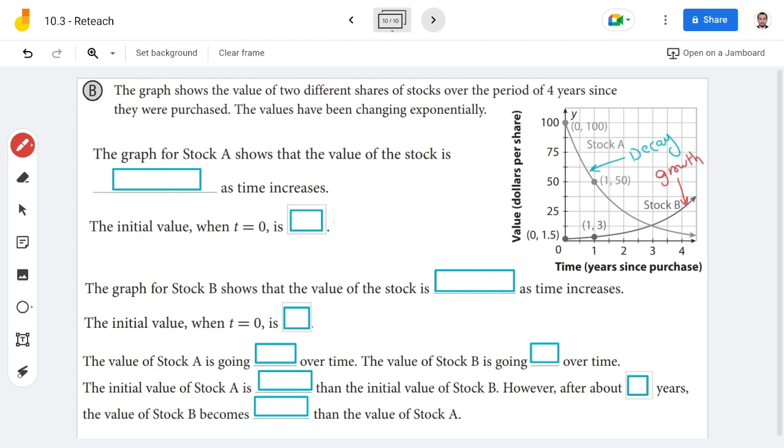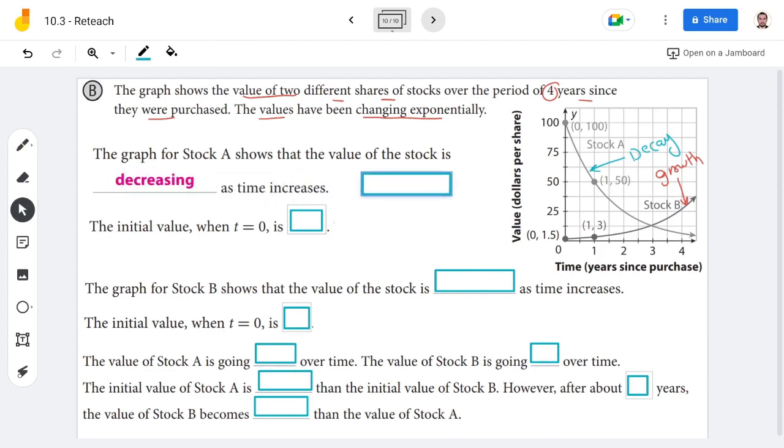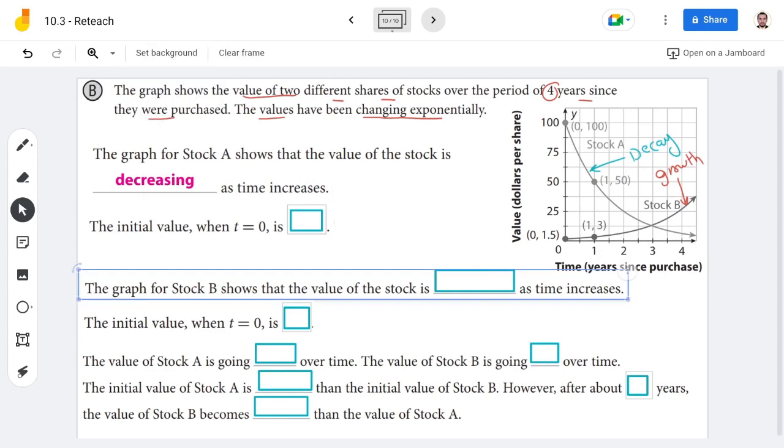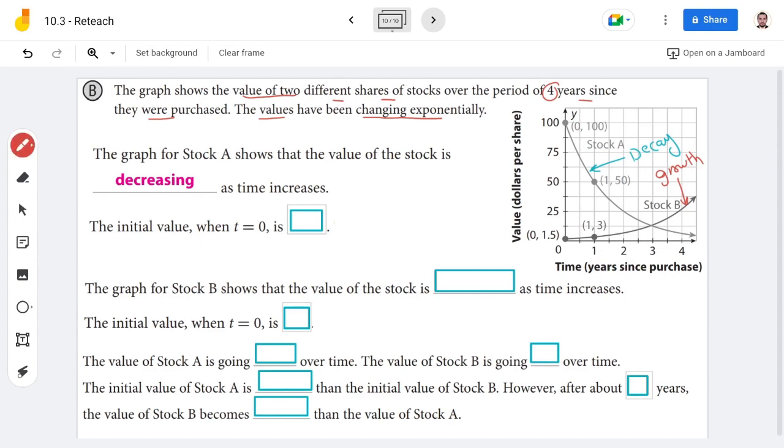Now let's compare. The graph shows the value of two different stocks over a period of 4 years since they were purchased. The values have changed exponentially. The graph of stock A shows that the value of the stock is decreasing with time. Then the initial value, when t is equal to 0, should equal 100.